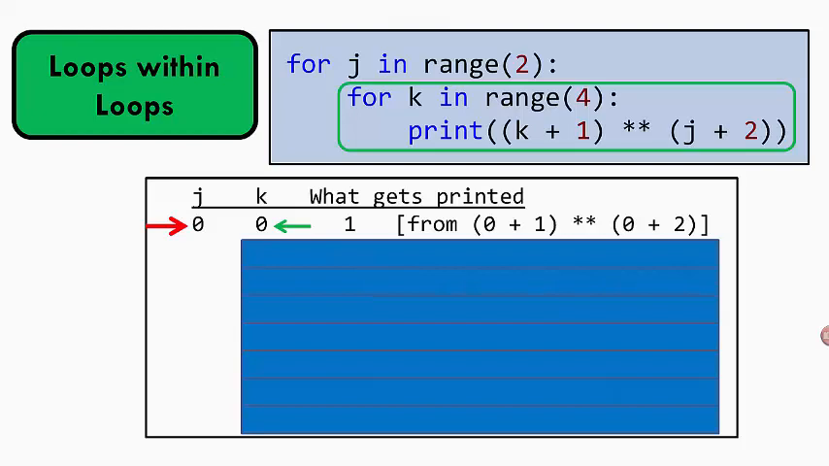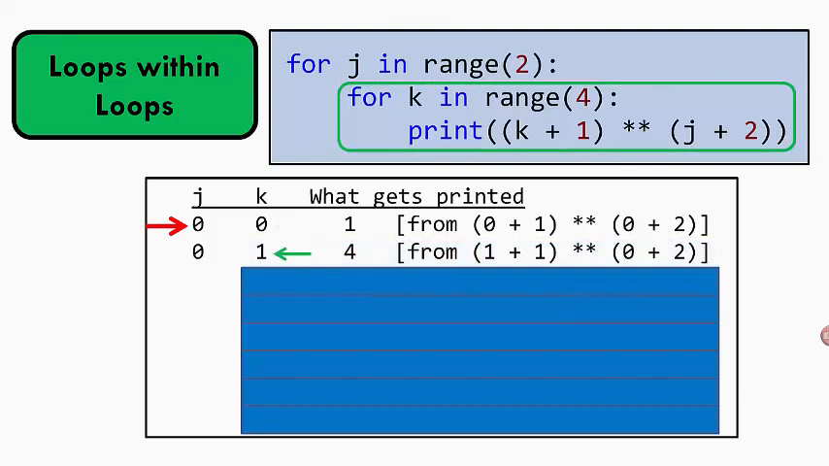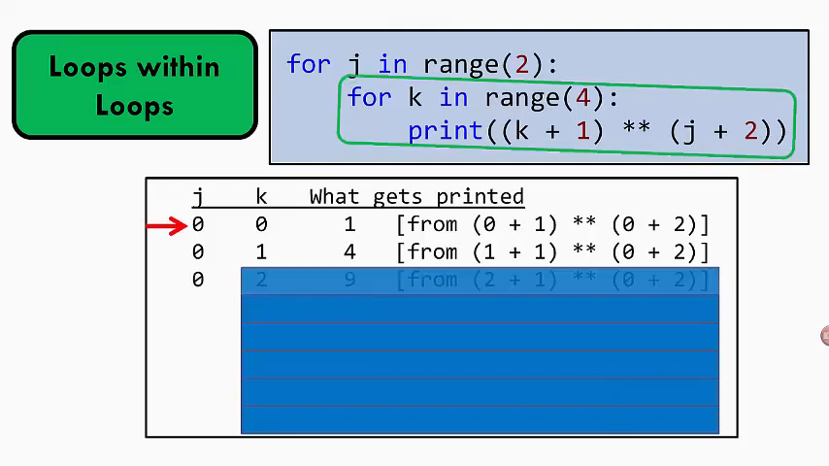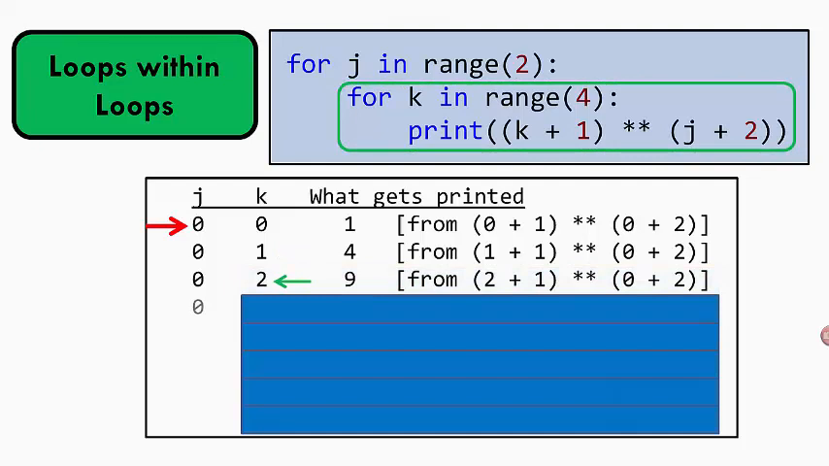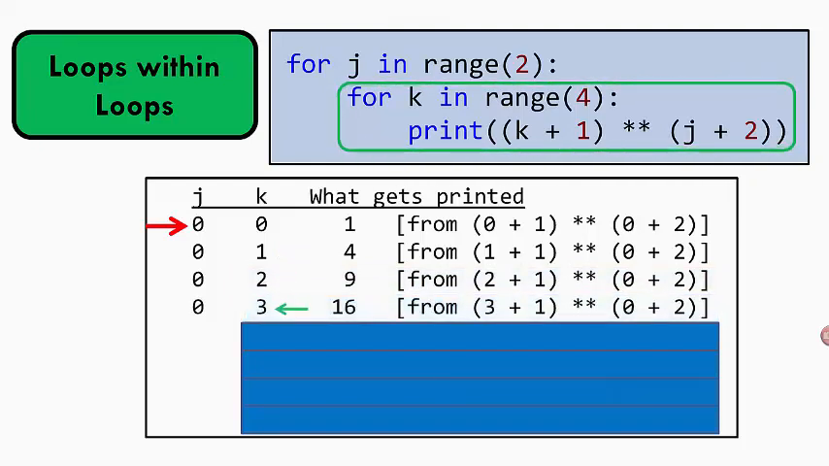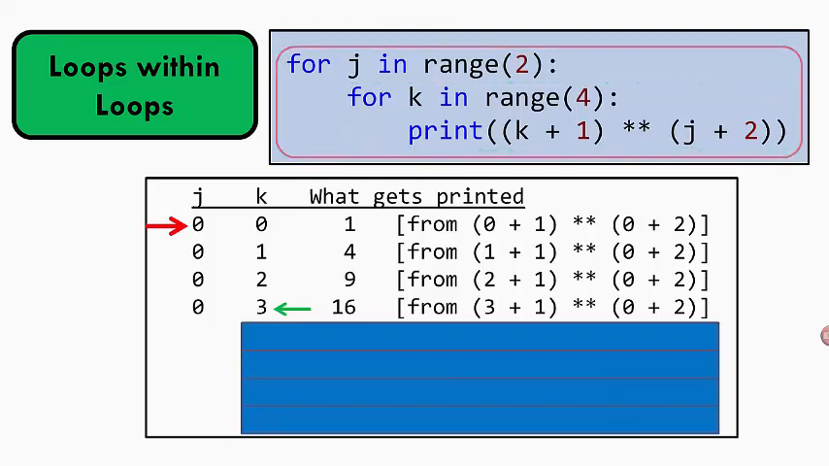We then continue the k loop. Now j is still 0, it hasn't changed, but k will go to 1. Again, we print whatever j equals 0 and k equals 1 evaluates to. Then j still being 0, k becomes 2, and then j still being 0, k becomes 3. At this point, we've done the 4 times through the k loop, and we've concluded the k loop, so we continue the j loop. We've gone through the j loop once so far with j being 0.